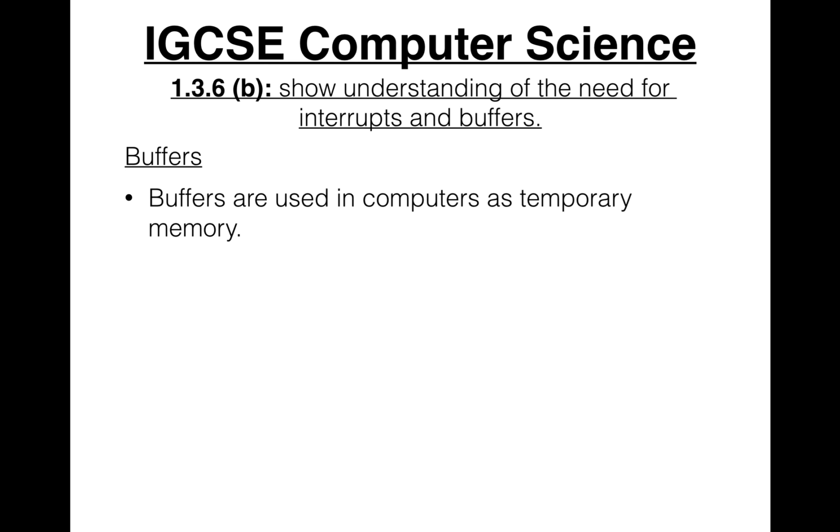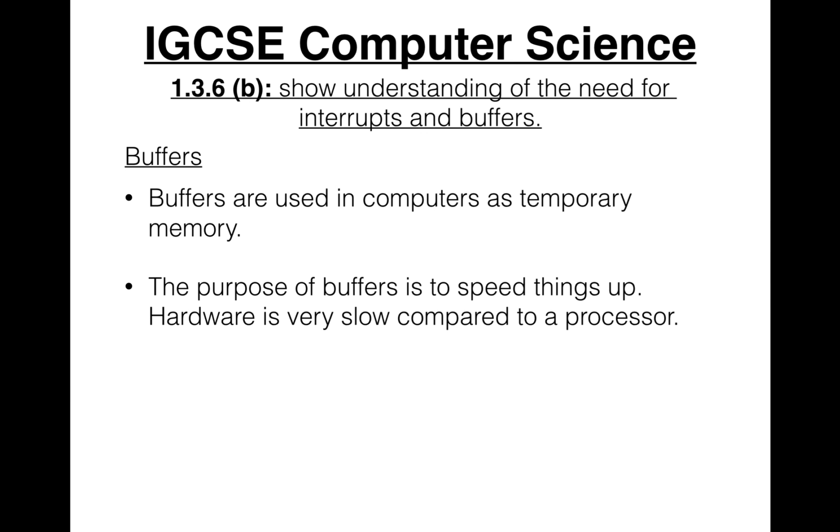Buffers are a little bit different. Buffers are used in computers as temporary memory. The purpose of buffers is to speed things up, and this is because hardware is very slow compared to a processor. Let's take a printer for example. A printer is an example of hardware. Say the processor of a computer is sending data to the printer.